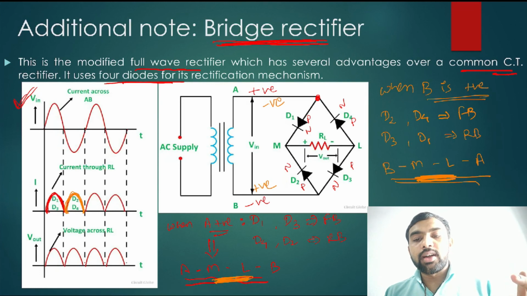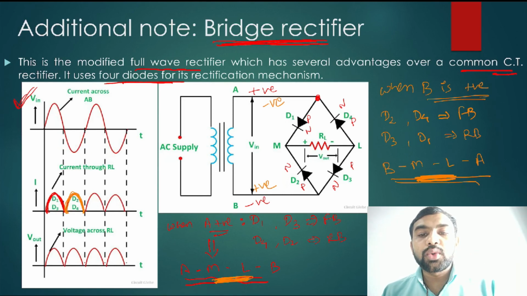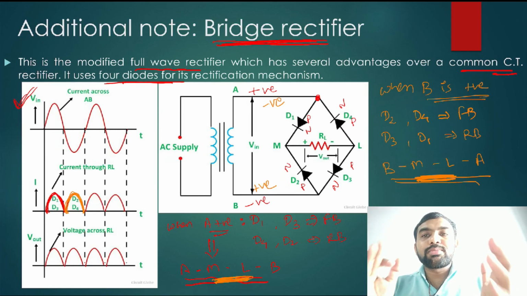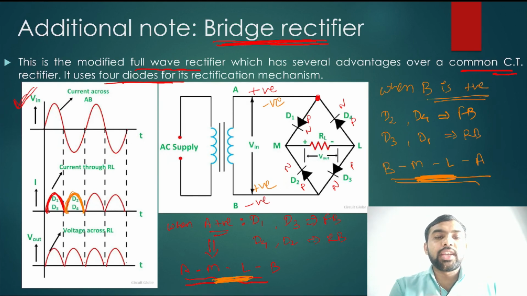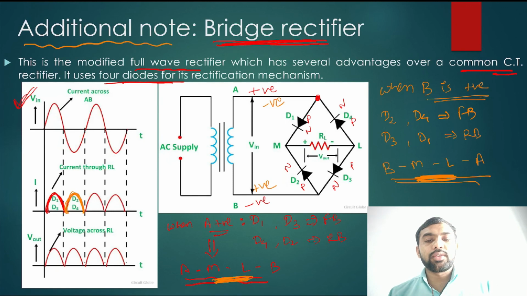through the external resistance RL or load resistance RL, M to L. In which direction? M to L. So in this way you must understand how the current is flowing through it. Clear है सबको? In this way current flows through the resistance. Okay, so this is called a bridge rectifier. That is in an additional note. Write it down in an additional note and draw this diagram also. Okay, and understand properly how the current is flowing through it.